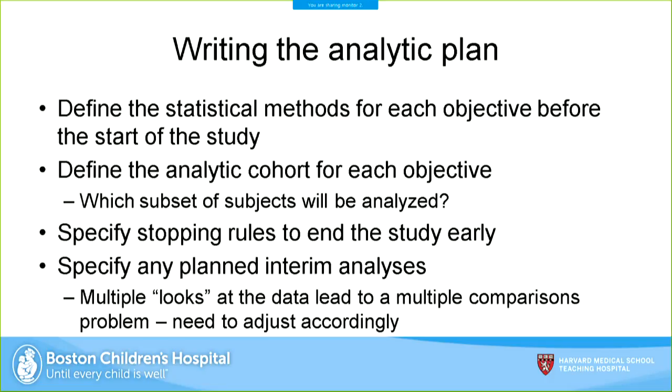It's also important to define any stopping rules that may end the study early. For example, you may decide to stop the study if you see that a certain intervention is much more successful than the control intervention. And you also want to specify any planned interim analyses. If you're going to stop in the middle of your data collection and do interim analyses, this may lead to an inflated type 1 error rate, and you would have to adjust for multiple comparisons accordingly.